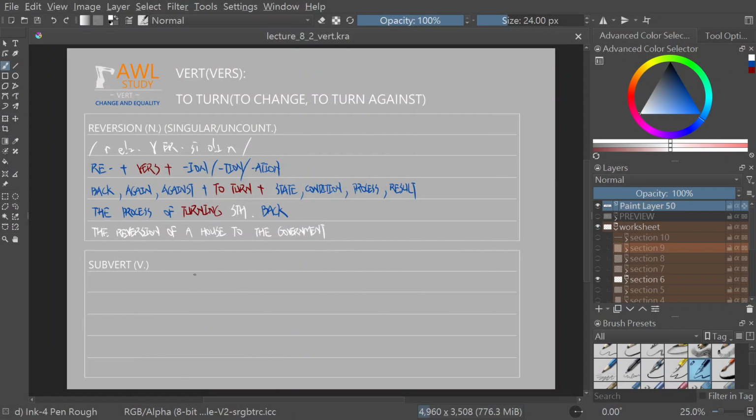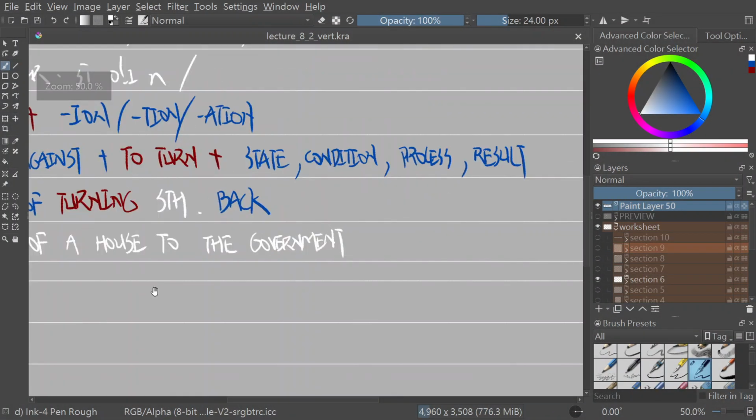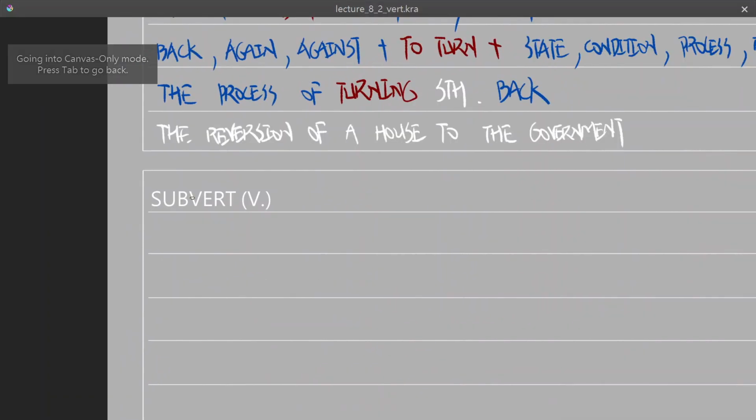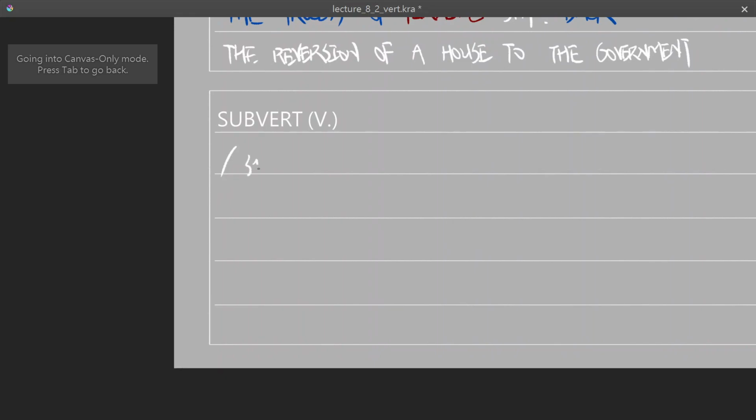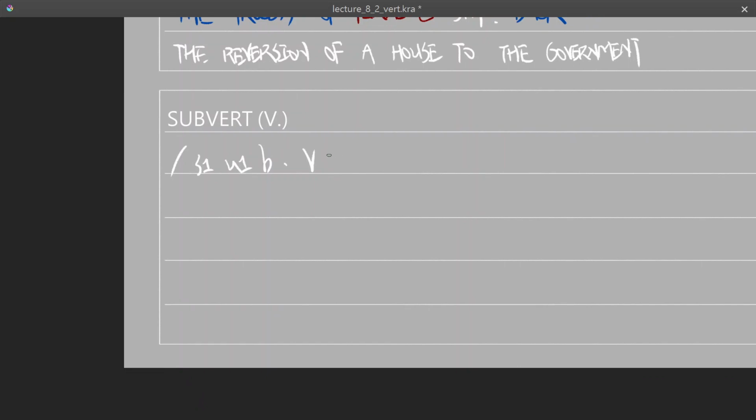Alright, let's begin with the next word. Next one we have subvert.